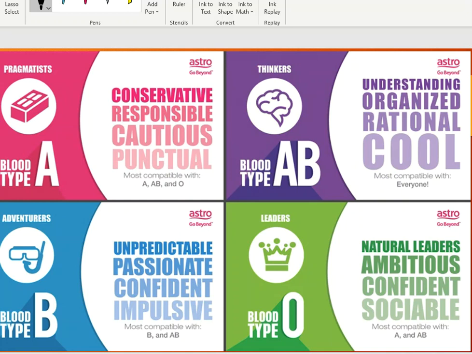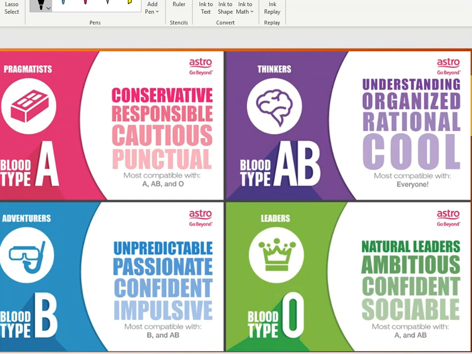All right, so type O blood, the personality traits that we typically see with those people are natural leaders. They're very ambitious, they're very confident, and they're very sociable. Now, if you're type O blood, does that sound like it describes you?